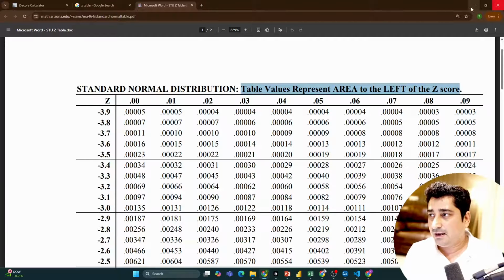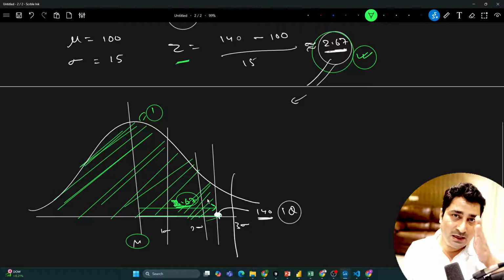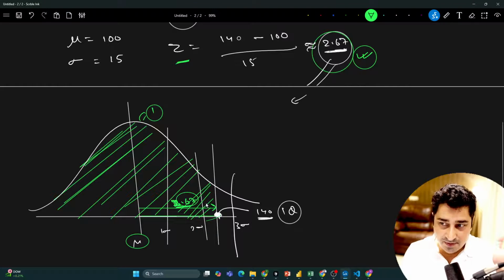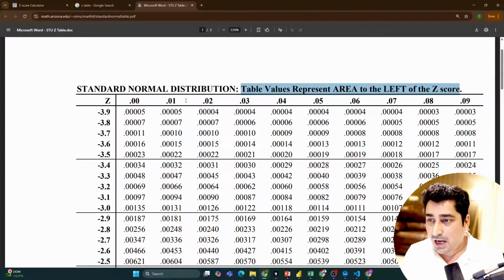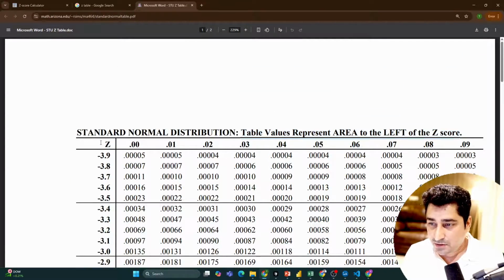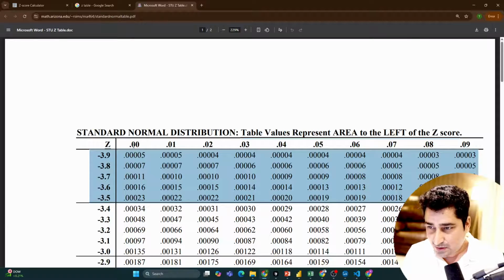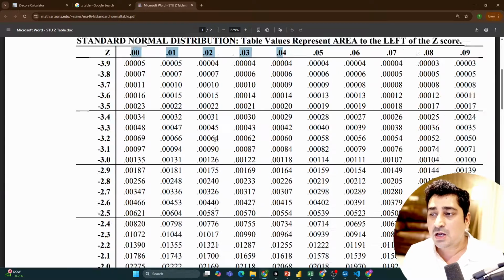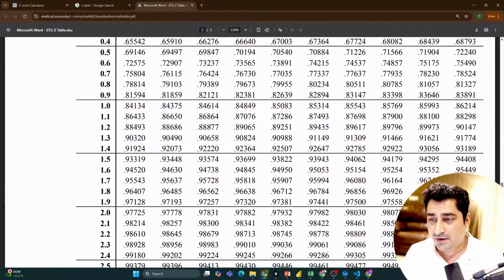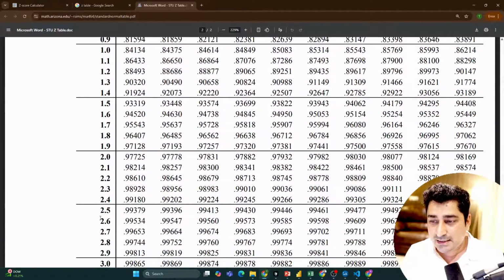So let's suppose I'm getting 2.67. On the left-hand side, it is trying to represent all the area. So here 2.67 is a Z score. How will I be able to find it on the table? Just look into this table. Here is a Z score. On this X axis as well as on the Y axis, it's been given to you. So I have 2.67.